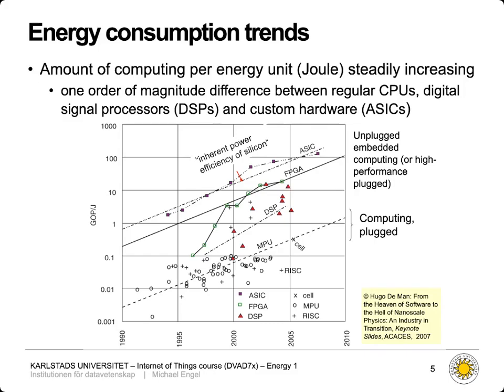This is specific hardware, so we don't need to fetch instructions, for example, to execute an algorithm, but all of this is already integrated into hardware. So this can be much more efficient, and we can build custom chips, so-called ASICs, application-specific integrated circuits, and these are even more energy efficient. And we have something interesting in the middle, the so-called DSPs, digital signal processors.